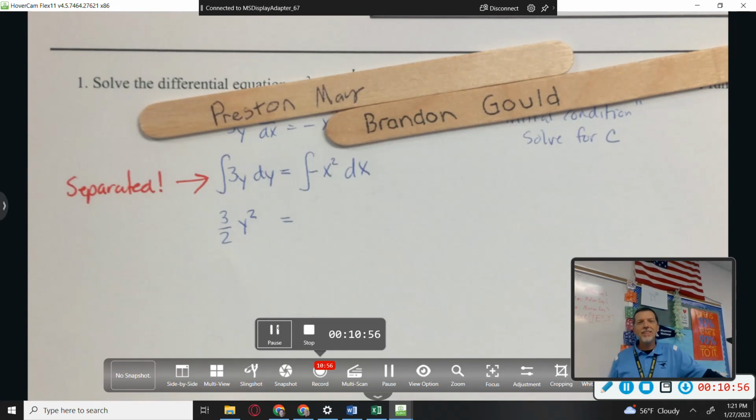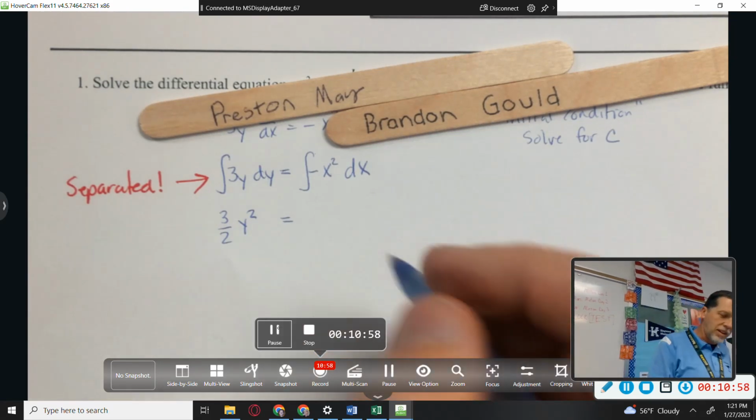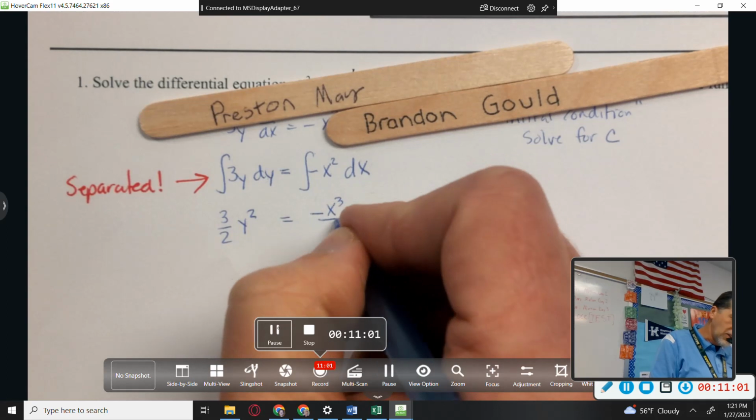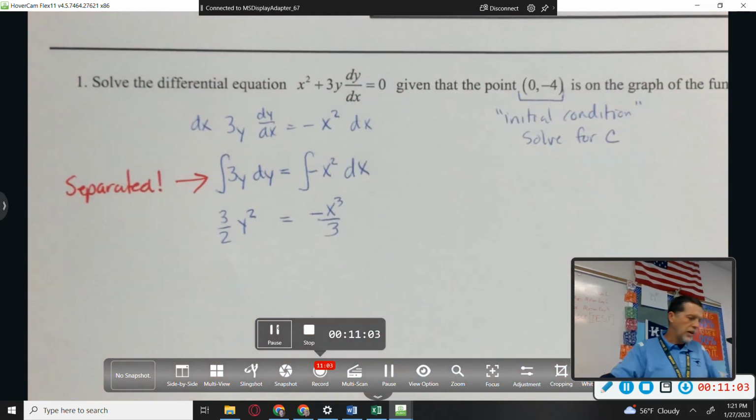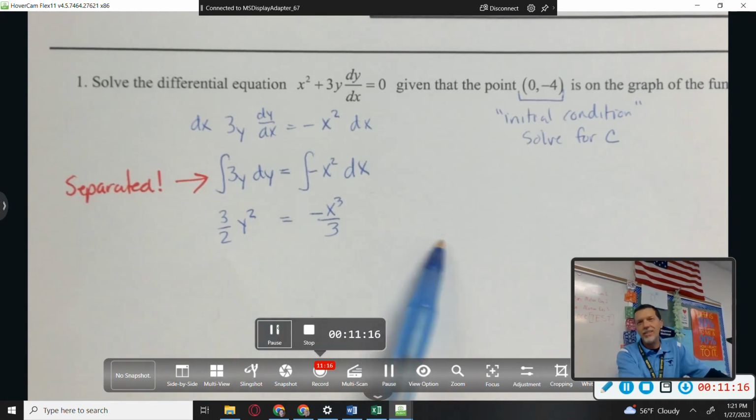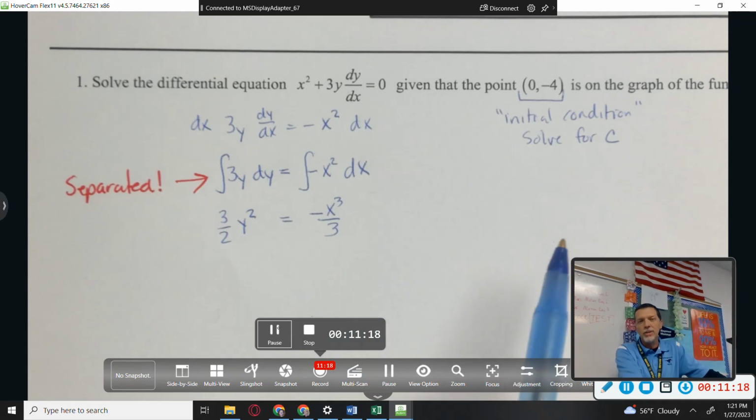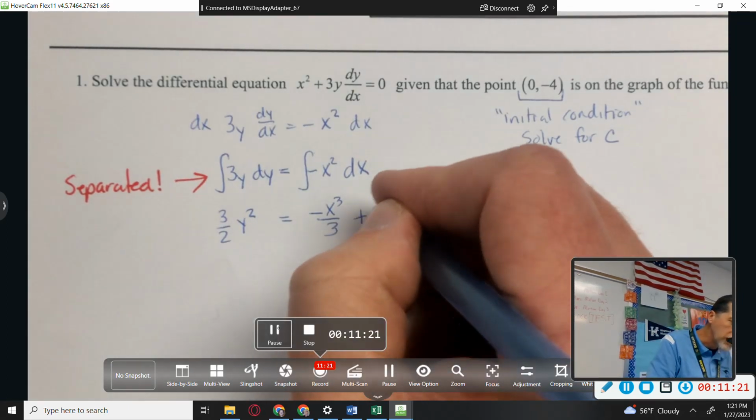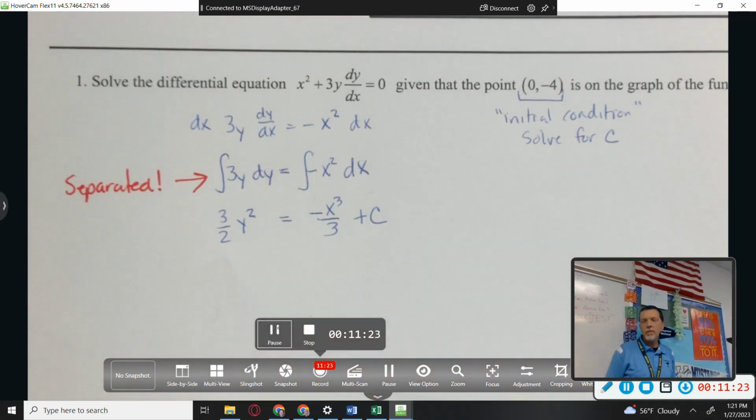Brandon, how about the antiderivative of negative x squared? Good. Negative x cubed over 3, plus C. Now, you can put the plus C on either side. You don't need to put it on both because the plus C could be anything, so there's no point in putting it on both. It's not wrong to put it on both, but put it on one, and almost always we put it on the x side. Mainly because if we can solve for y, we'll solve for y, and so it's one less step in solving for y if it's already on the x side of things.